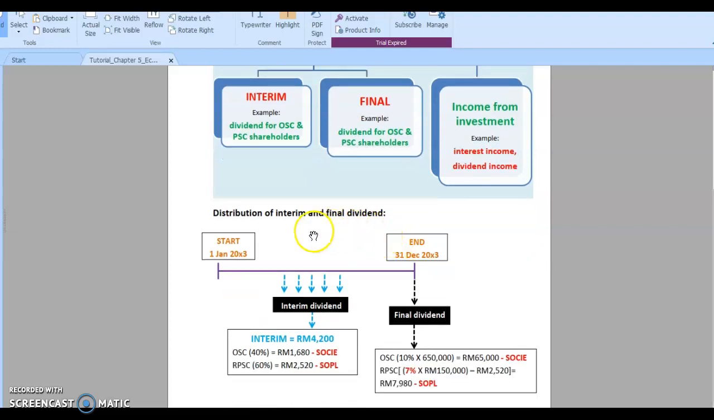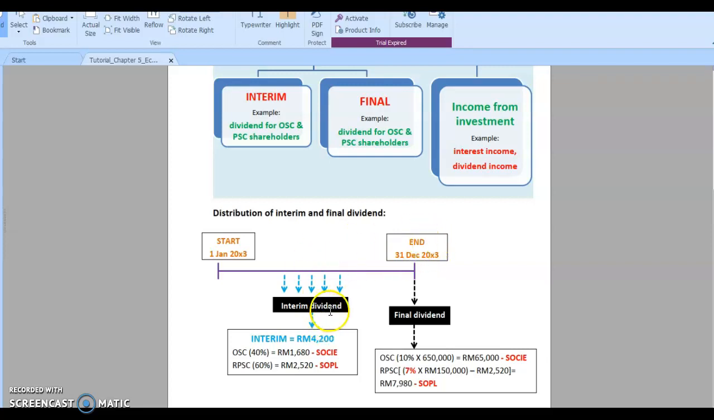Thus, the deduction is presented in the statement of changes in equity, except for dividends on RPS, as I mentioned just now, because dividends to RPS holders are considered a finance cost of borrowing. So it is part of the cost incurred in running the business day to day. So it shall be reported under SOPL, not under SoCIE.